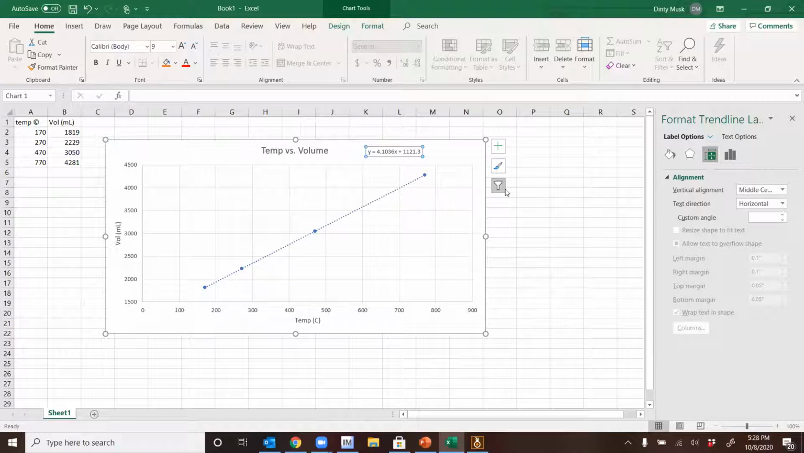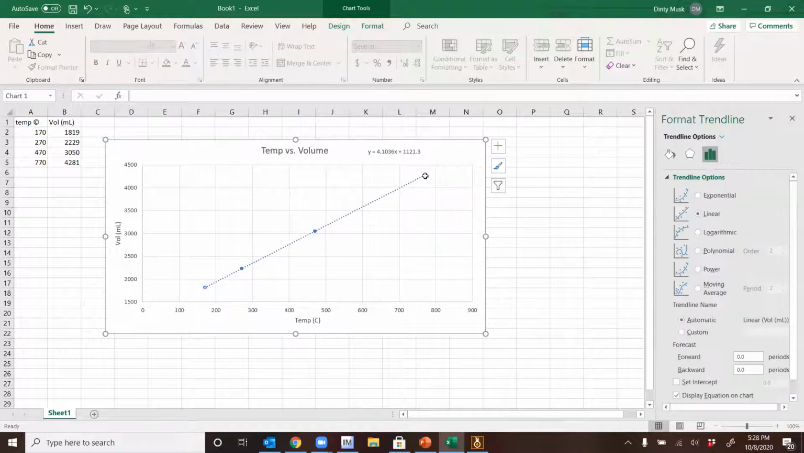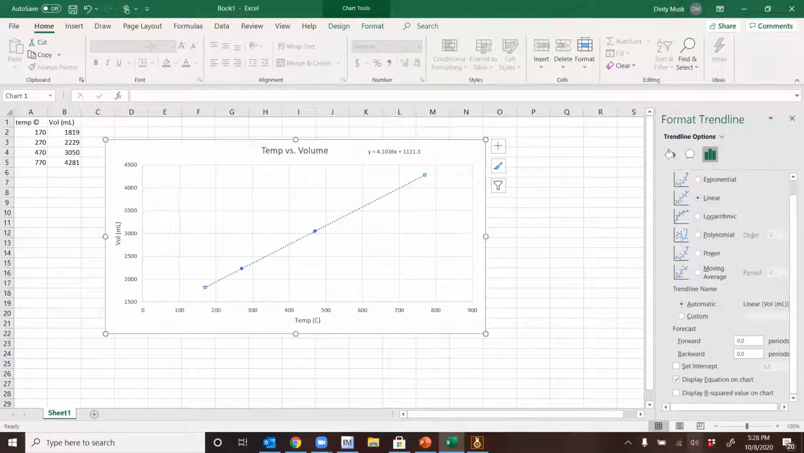The other thing that it can tell us is how well the data approximates a line. So the R² value tells you how linear your data set is. The closer to 1 it is, the more linear your data. Hey, look, our data is perfectly linear. Great.